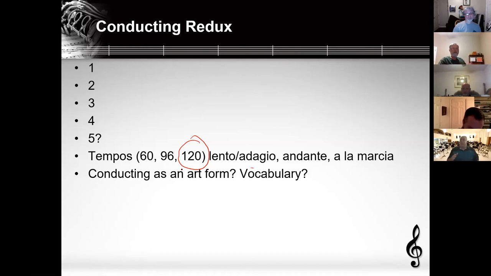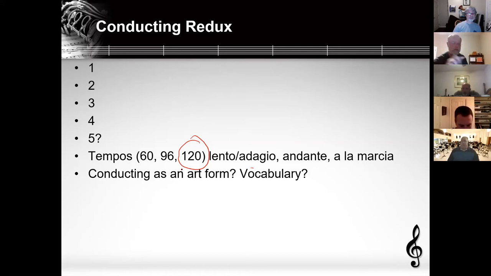So those are three speeds that we have. They're the most common ones. And so if you have a piece of music that's labeled lento or adagio, try it around the 60 mark. If you have an andante piece, 92 to 96, somewhere around there. And if you have something that's a la marcia, then at 120.